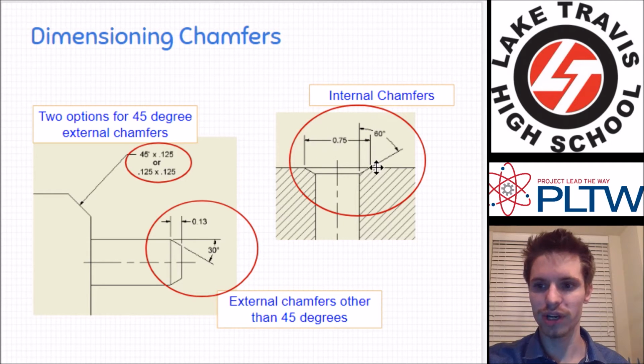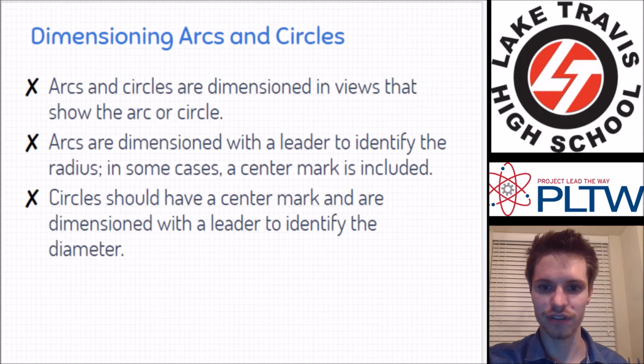Internal chamfers are the same way, except that the difference here is in this one you have 2 extension lines crossing, in this one you have an extension line crossing a dimension line. That's a little bit annoying, but that's what we have to deal with in an internal chamfer.